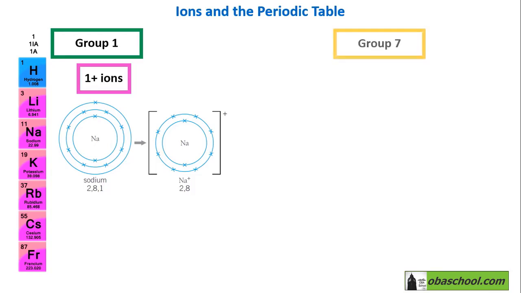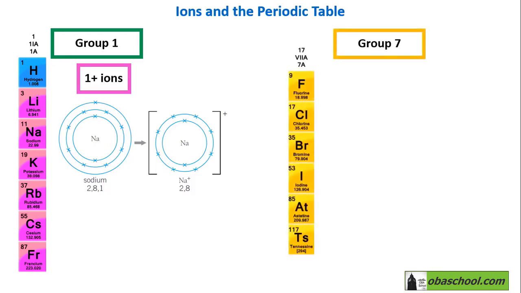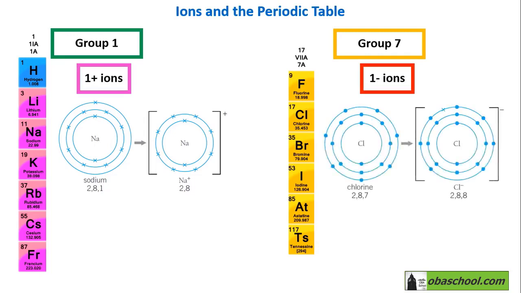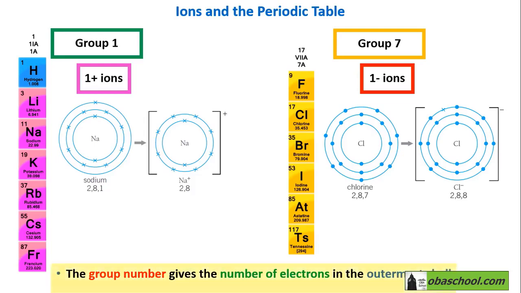And we have seen that group 7 atoms have 7 electrons in their outermost shell and form 1- ions. The group number gives the number of electrons in the outermost shell. So, how does the group number relate to the charges on the ions formed from the atoms?